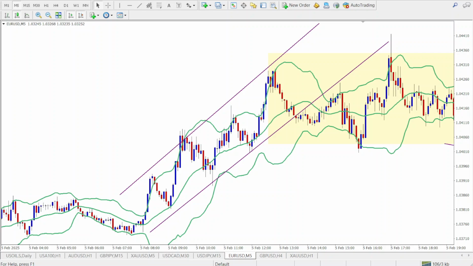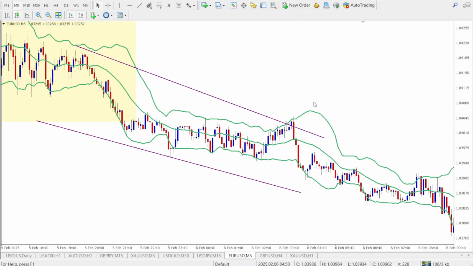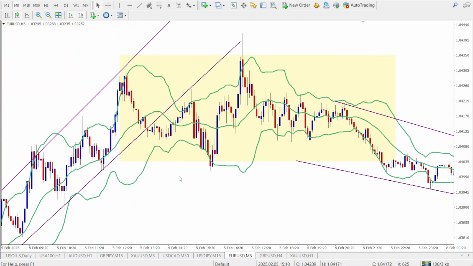Then you can also look out for breakouts or reversal patterns. Then you enter your trade. Once you get your confirmation, just enter your trade in the direction of the trend. Then set your stop loss and take profit levels. Your stop loss should go below the previous swing low for buys or above the previous swing high for sells. A good take profit level is the middle band or a strong support or resistance area.